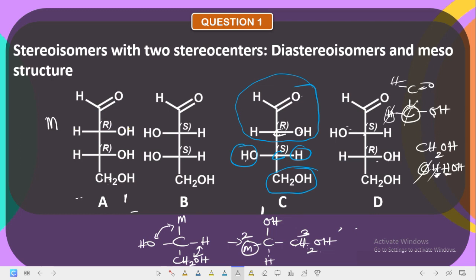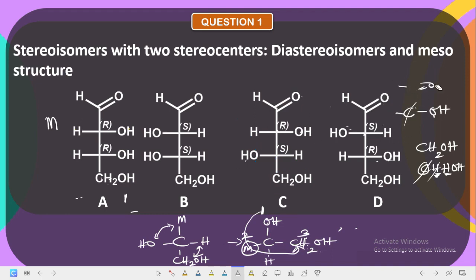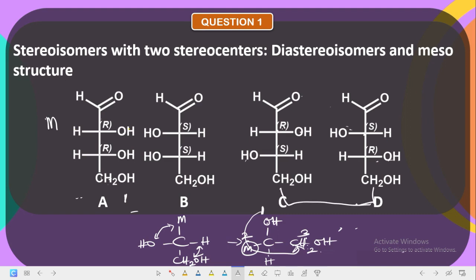So which one has the highest priority now? This group. That's why I said M should be number 2. Is that understood now? And then here is number 1. Do you get it? You got it. And here is number 3. So in what direction is it going? Anti-clockwise. So what do you call it? S. So that is why these ones, they are R, S. Is that understood? So in this compound now, what do you think will be the configuration? This R, this S.